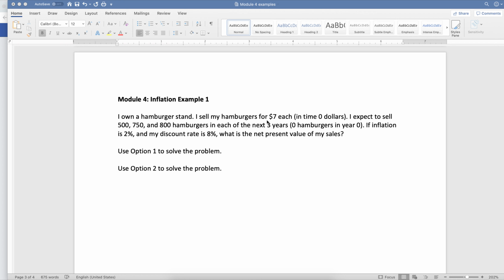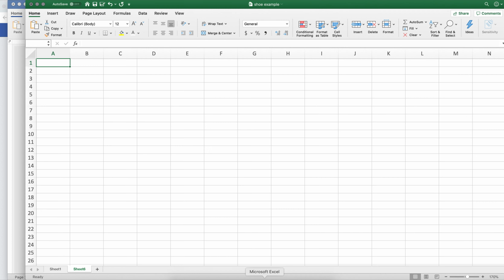I want to sell my hamburgers for $7 each. I'm going to sell 500, 750, and 800 hamburgers in each of the next 3 years, but 0 in year 0. If inflation is 2% and my discount rate is 8%, what's the net present value of my sales? And we're going to do this using 2 different options to show you that you will get the same solution.